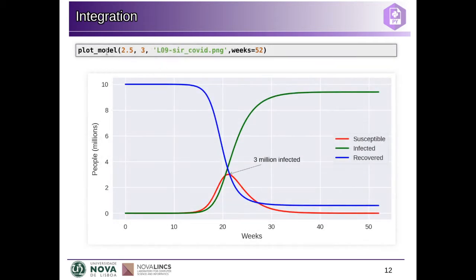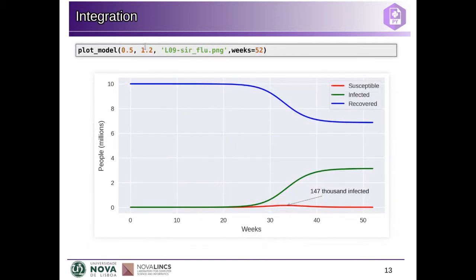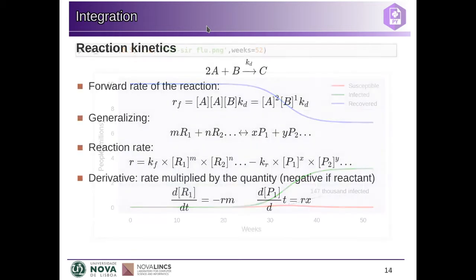So you can see that with these parameters, nearly everyone will get the disease, and we have a very high peak at the time of maximum people infected. But if we have these kinds of parameters, then the peak is much smaller, and only about 1/4 of the people, 1/3, will get the disease. So this way you can simulate different parameters and see the results.